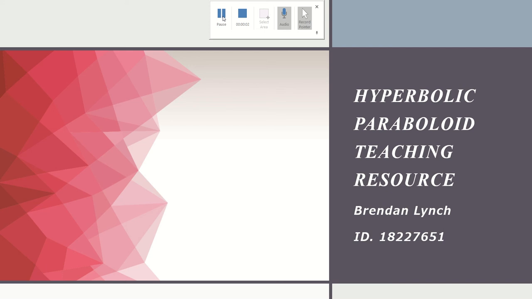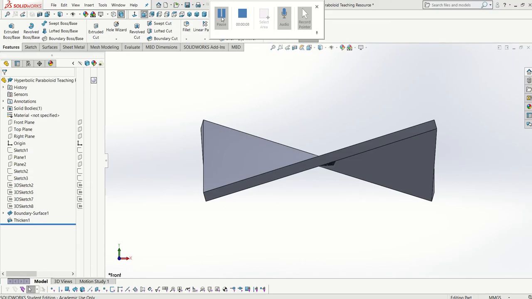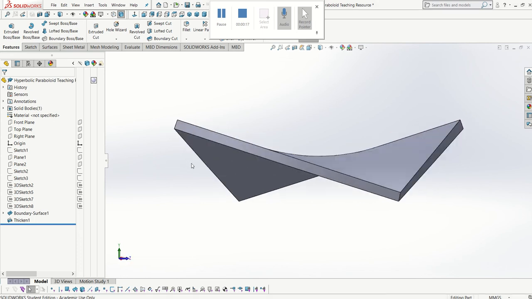This is my week 6 teaching resource for PN 4036 on the hyperbolic paraboloid. So here you can see the SolidWorks model that I made, and I'm just going to show you a few views of the hyperbolic paraboloid before we move on to how I made it.